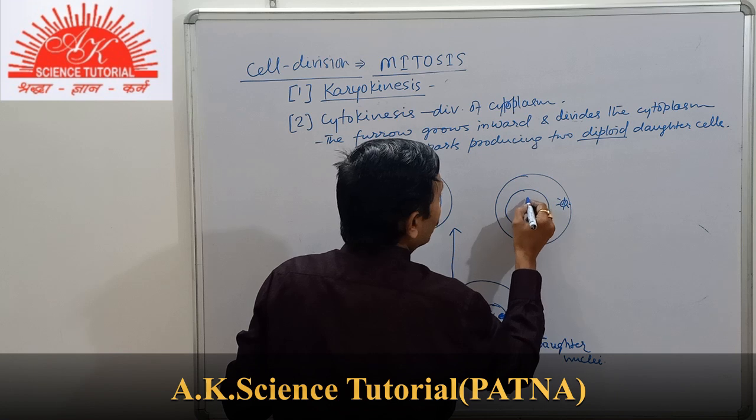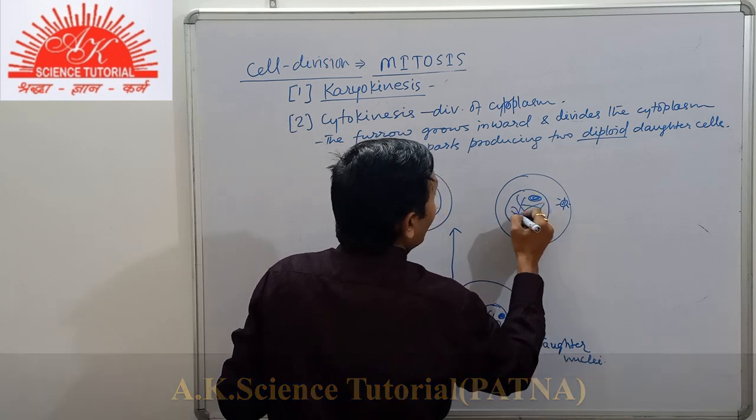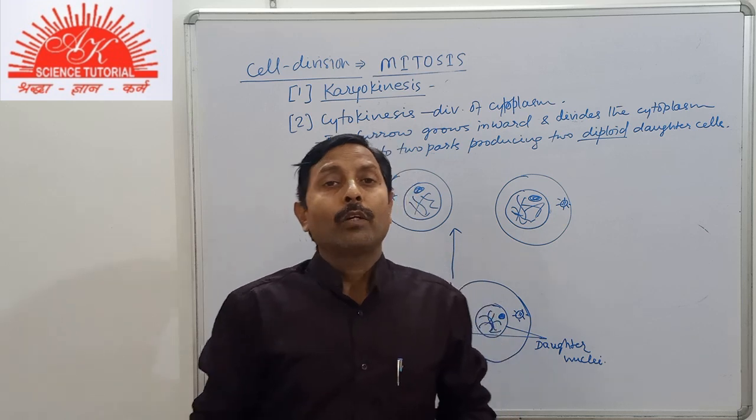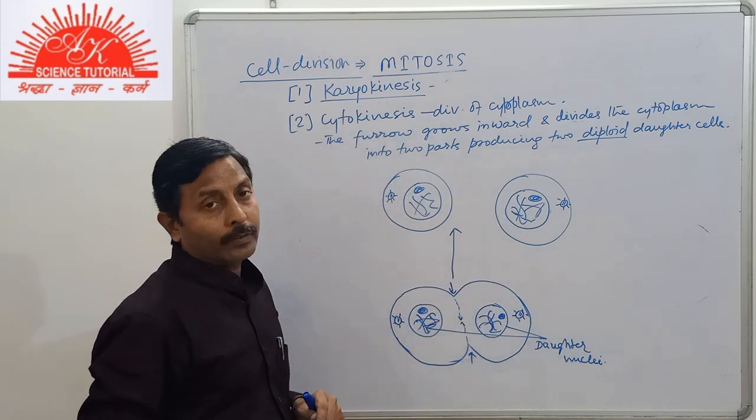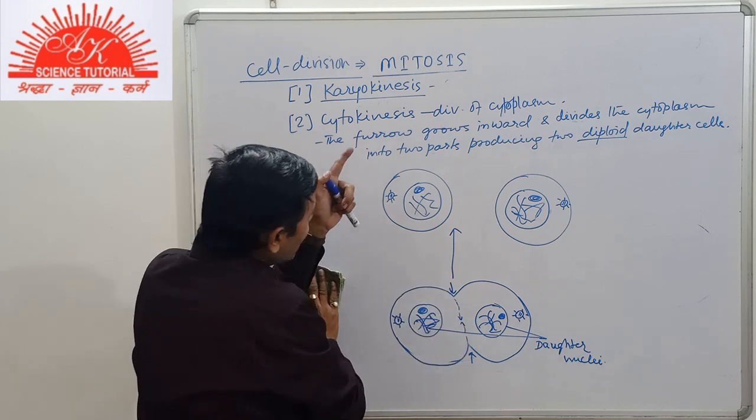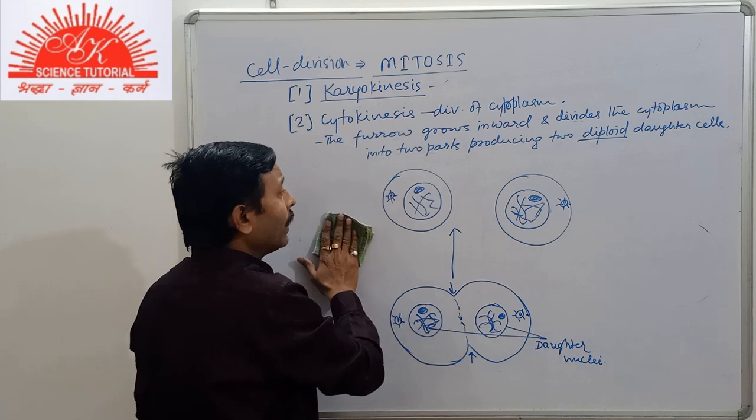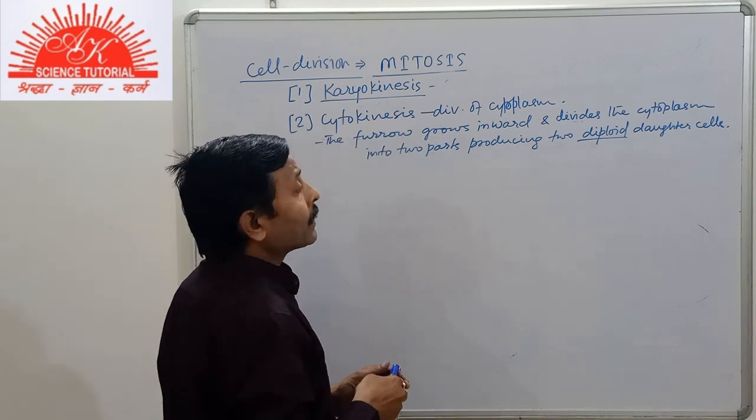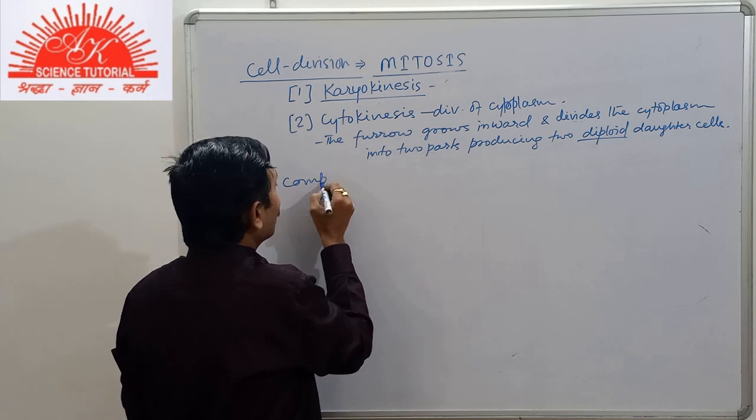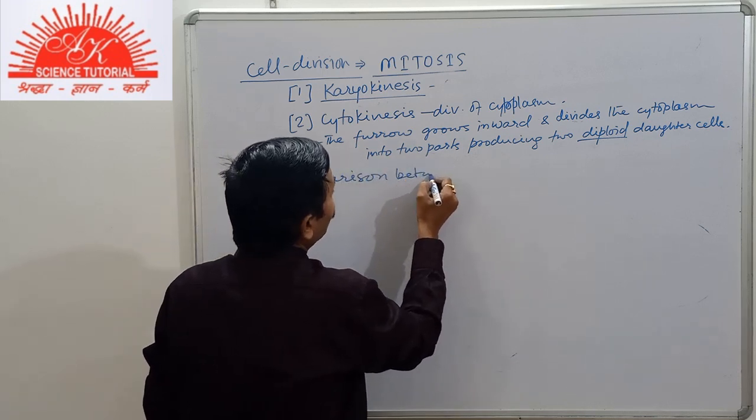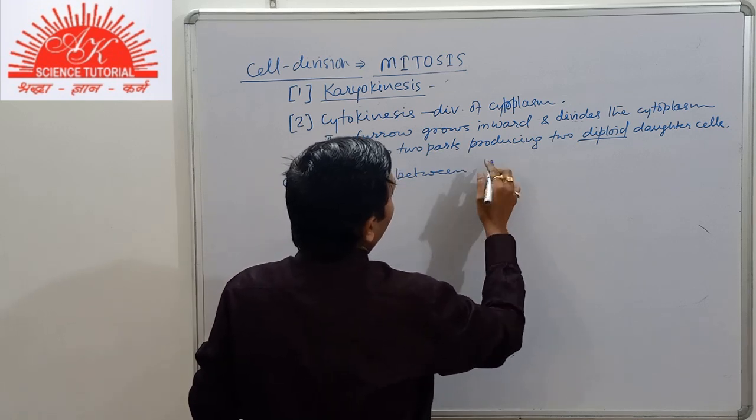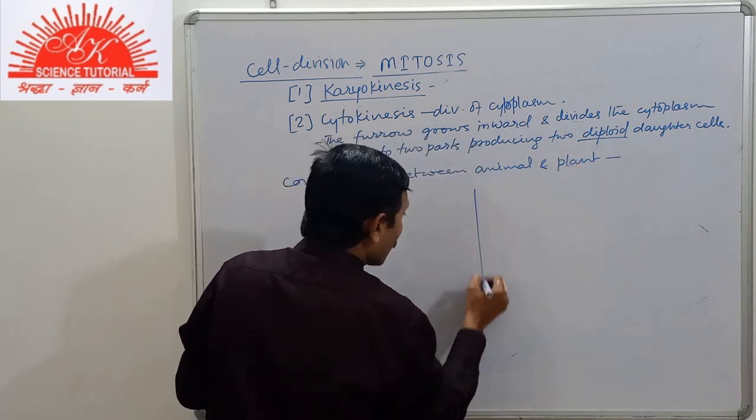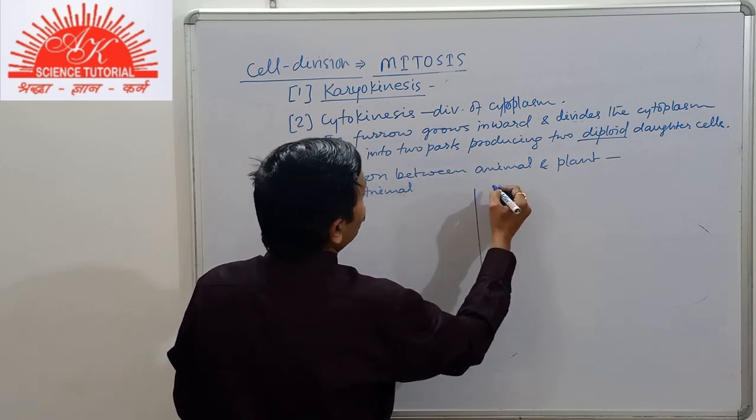So this is, students, the mitosis cell division, and if you learn the specific point related to a particular stage, you will be able to answer everything more clearly. Now, this was the diagram representing the animal cell with the help of centrosome. Now, suppose we have to make a comparison between animal and plant mitosis. Suppose we take animal here, and plants here.